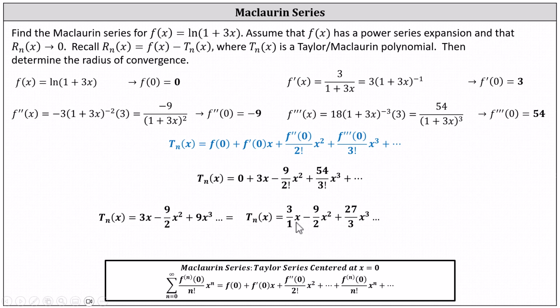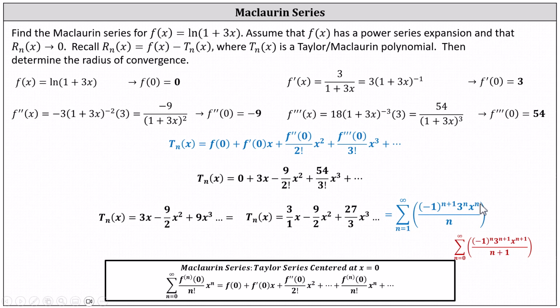The only thing left to deal with is the alternating sign of positive, negative, and so on, which we can take care of using negative 1 to the power of n plus 1. The Maclaurin series is the sum from n equals 1 to infinity of negative 1 to the power of n plus 1 times 3 to the n times x to the n, all divided by n. Now, if we did want to start at n equals 0, we can also write the Maclaurin series as the sum from n equals 0 to infinity of negative 1 to the power of n times 3 to the power of n plus 1 times x to the power of n plus 1, all divided by n plus 1.